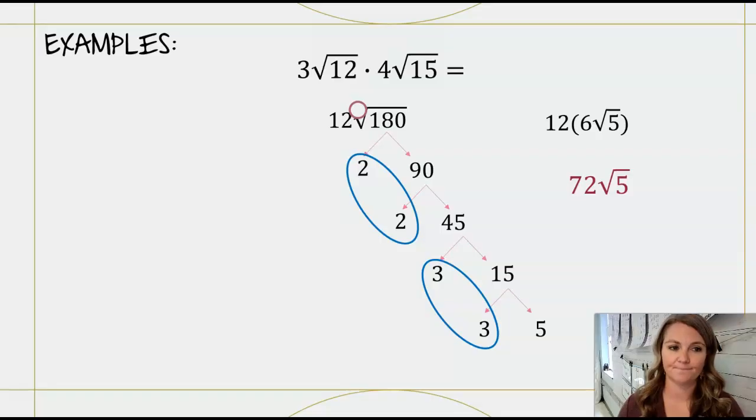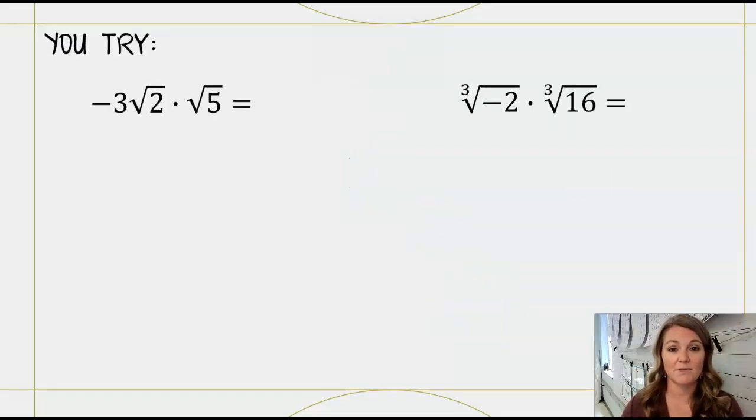5 was my leftover, but 12 times 6, the 6 came from my 2 groups, the 12 came from what was already outside. Now I have 2 that I want you to try. The answers will come up in a short while, but go ahead and pause the video and try it.